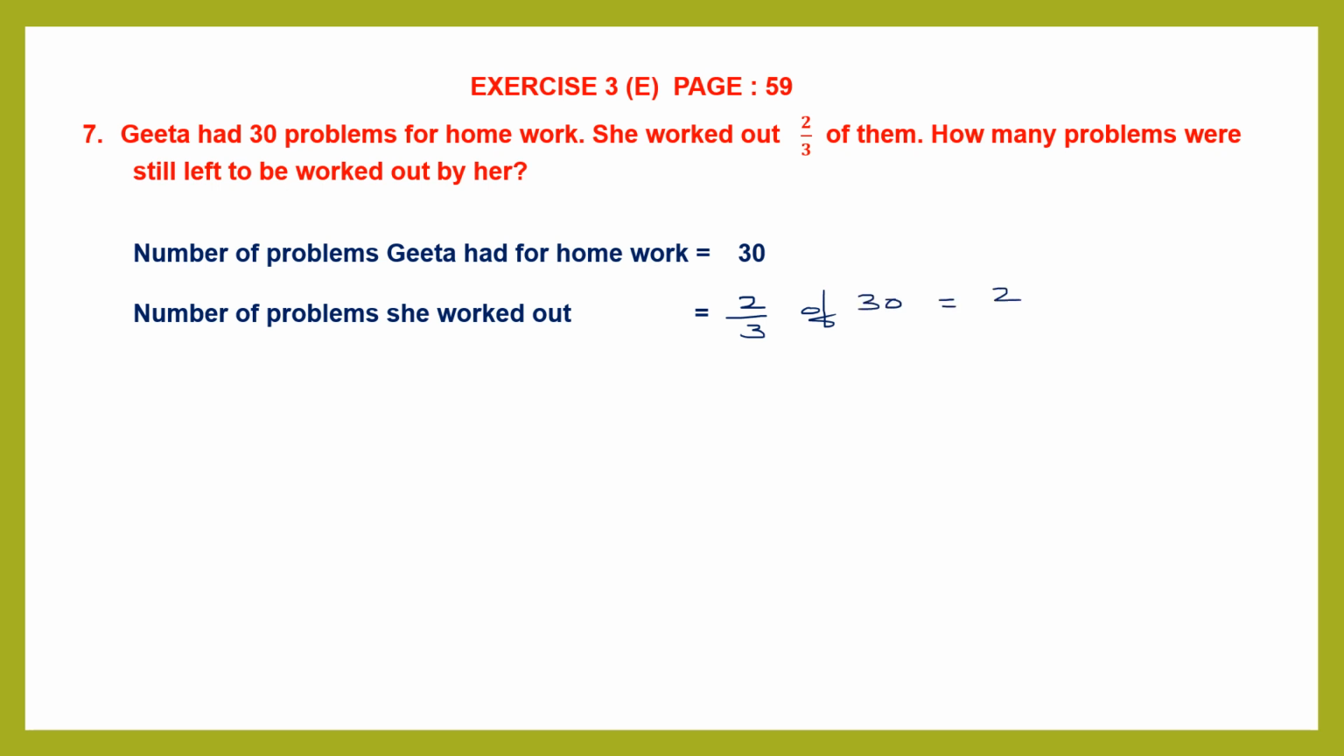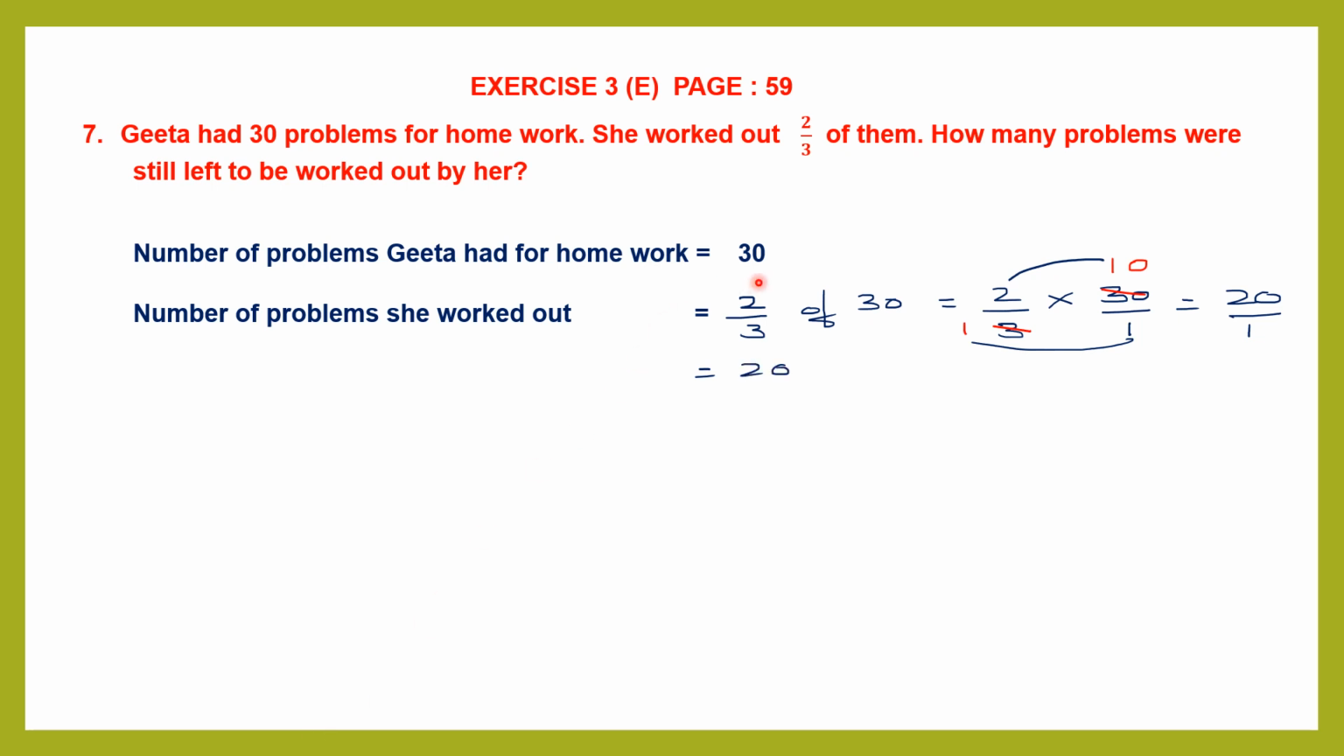2/3 of 30 means 2 by 3, of means into 30. So this is 30 by 1. Now here we can cancel 3 and 30. 3 ones are 3 and 3 tens are 30. So now let's multiply the numerators. 2 into 10 is 20. Denominators 1 into 1 is 1. So 20 by 1, that means she worked out 20 problems.